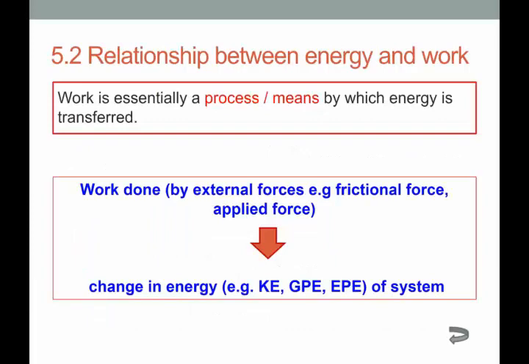What is the relationship between energy and work? Work is essentially a process or means by which energy is transferred. Work done by external forces such as frictional force or an applied force can result in a change in energy, such as kinetic energy, gravitational potential energy, or elastic potential energy of a system.